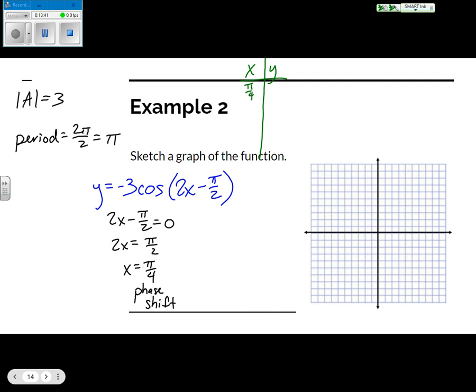Now, where's my table going to end at? My table is going to end at, well, sine normally ends at 2 pi. I'll just take what's in parentheses, set it equal to 2 pi, what the period should be if I was graphing just cosine, and figure it out. So if I add pi over 2 to that, common denominator gives me 5 pi over 2. So my table's only going to go to 5 pi over 4.